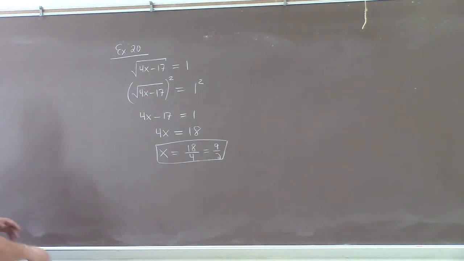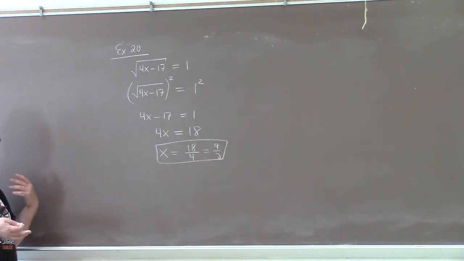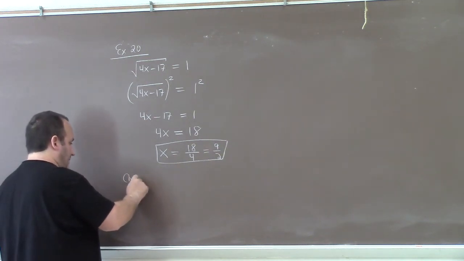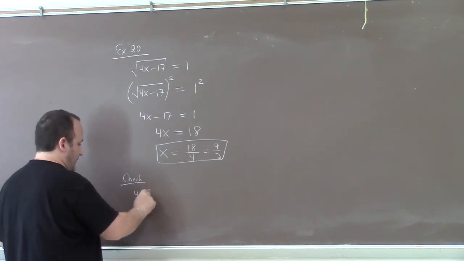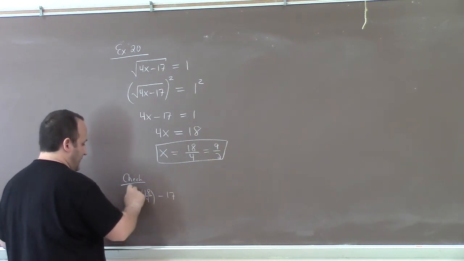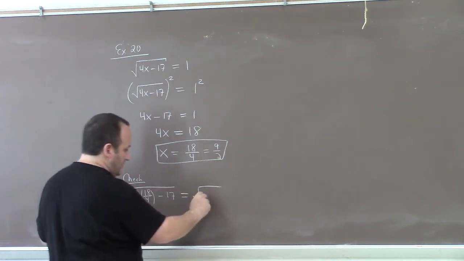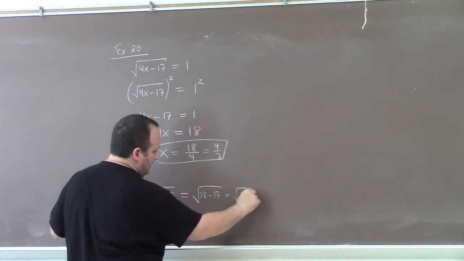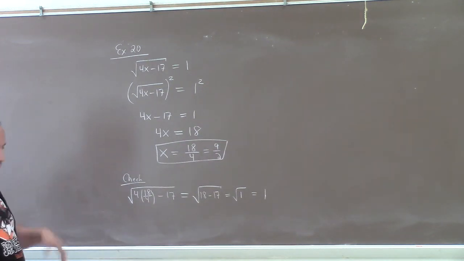With these problems, anytime we make a step of squaring the equation, we should always double check our answer. So let's check. 4 times 18 over 4 minus 17, and I'm taking the square root of all that. What do I got? The 4's cancel, so the square root of 18 minus 17, which is the square root of 1, which is 1. So we're good.